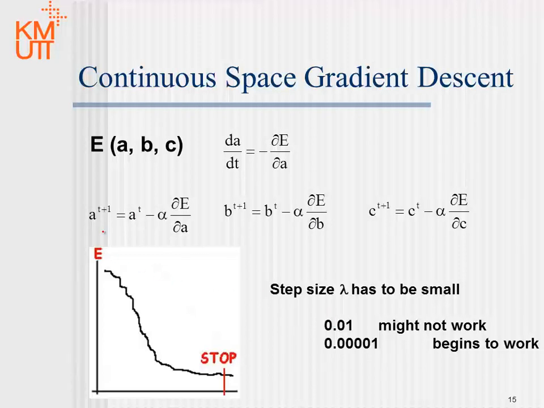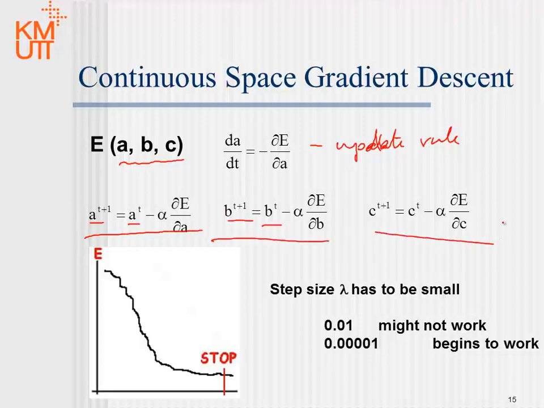Okay, so the problem in the previous problem, since it's an energy of A, B, C, the update rule, this is the update rule from gradient descent, and it boils down to these three equations.